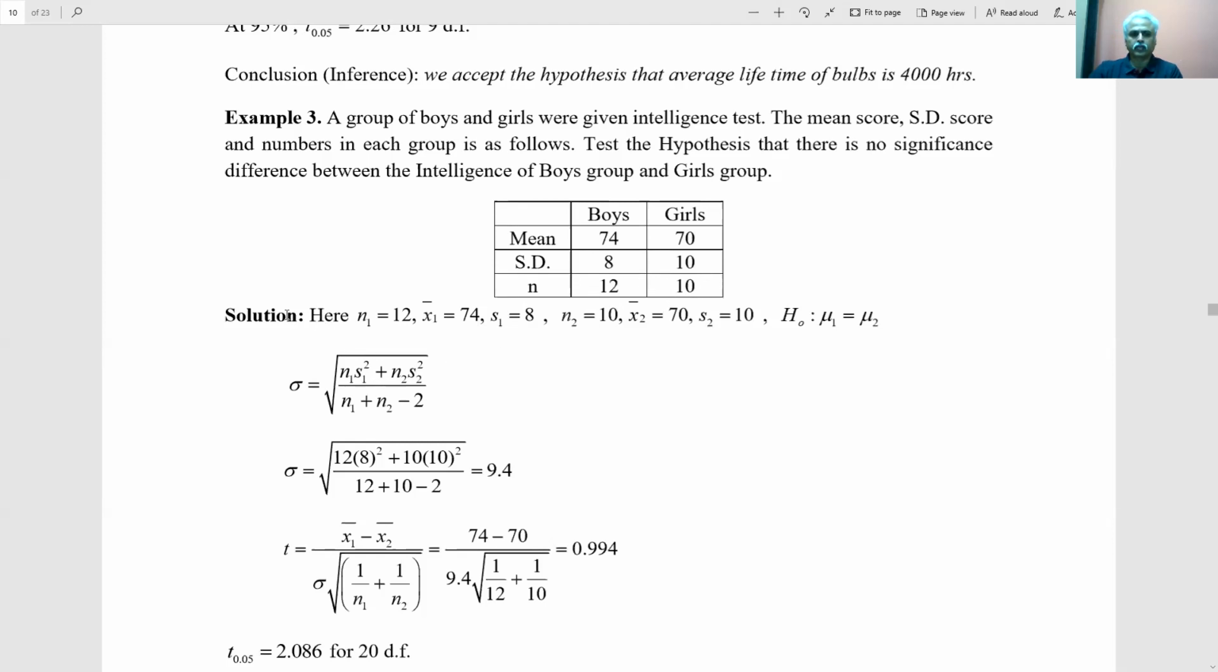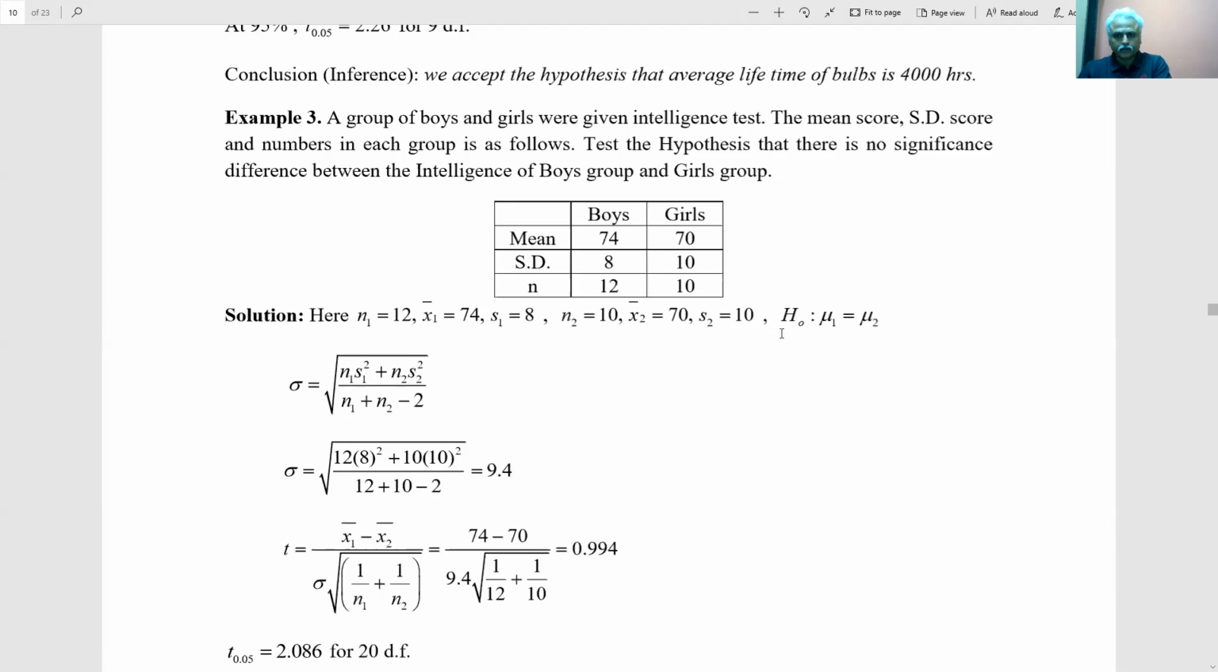So how do we start the solution? Given data. For the first data, N1, X1 bar, S1. N1 is the sample size, X1 bar is the mean 74, S1 is the sample standard deviation. Similarly, N2 is 10, X2 bar is 70, and S2 is 10.